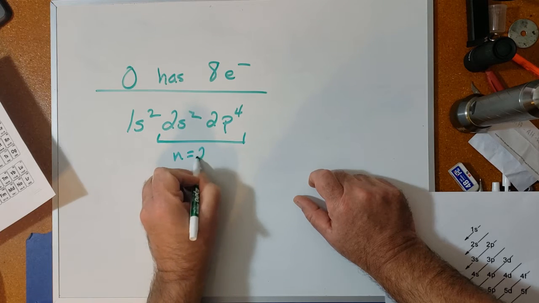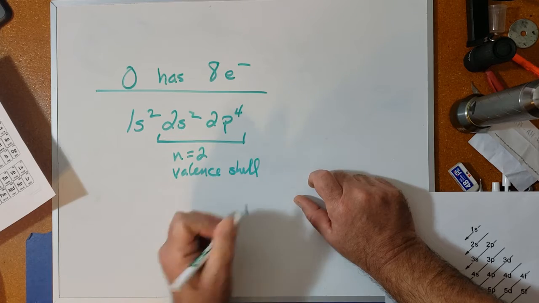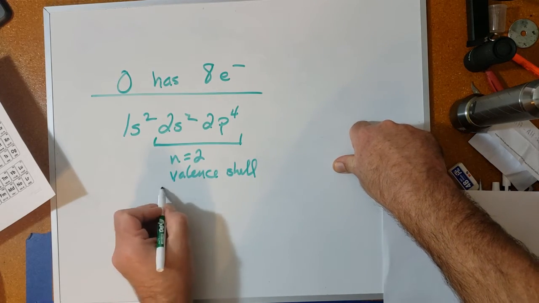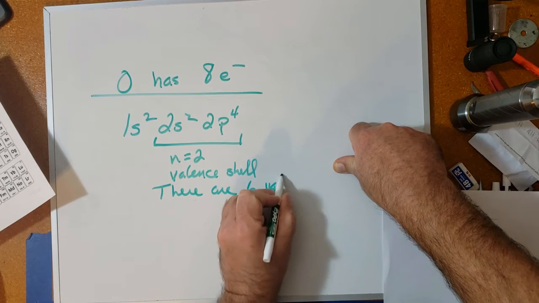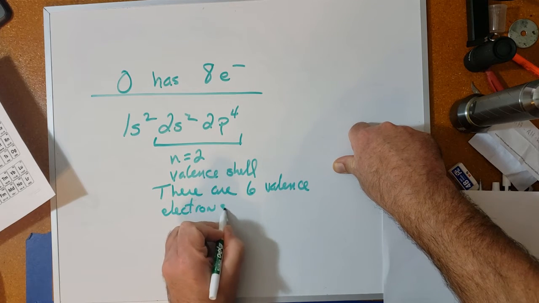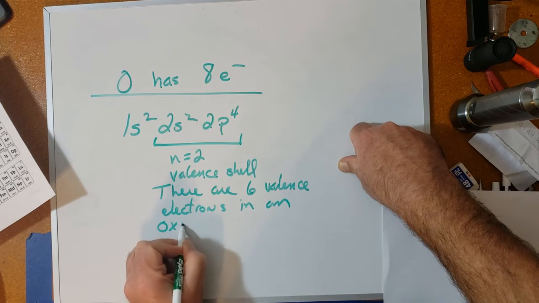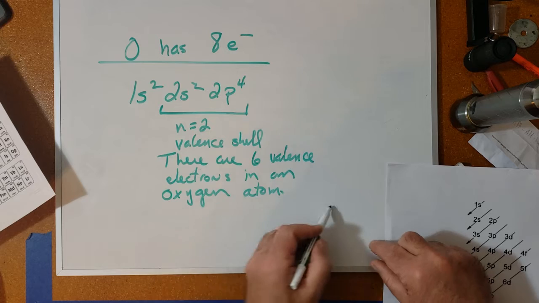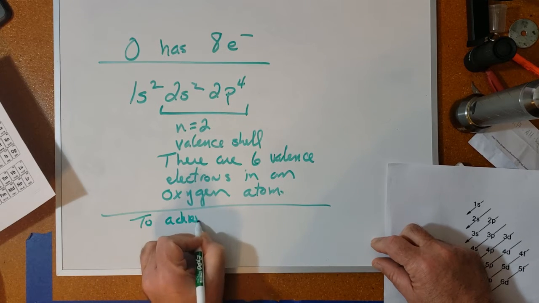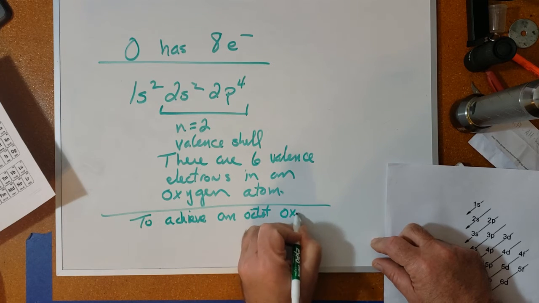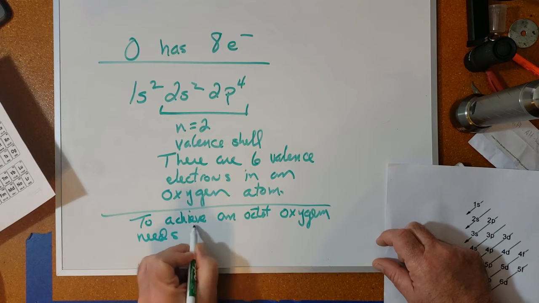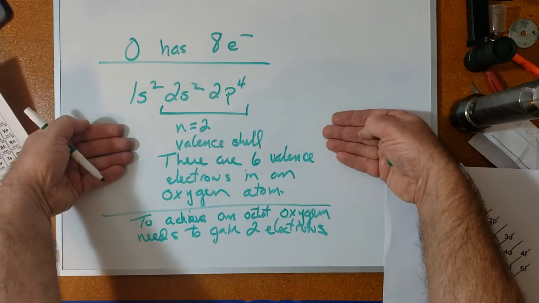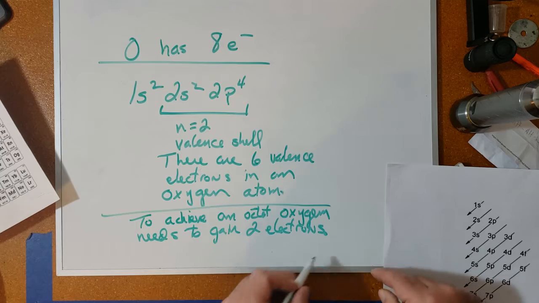This right here, where n equals 2, is your valence shell. And how many electrons does oxygen have in its valence shell as an atom? There are 6 valence electrons in an oxygen atom. Now that obviously is not an octet. To achieve an octet, oxygen needs to gain 2 electrons. We said up here that it has 6 valence electrons. An octet's 8, so how do I get to 8? I need to gain 2 electrons.